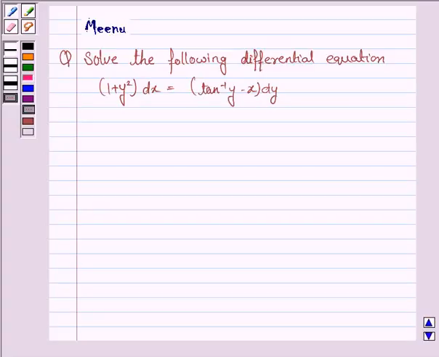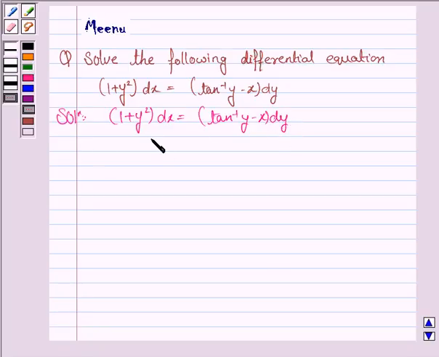Let's discuss the following question. It says, solve the following differential equation. So let's now start the solution. The given differential equation is (1 + y²) dx = (tan⁻¹y − x) dy.